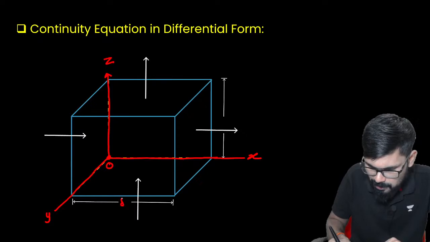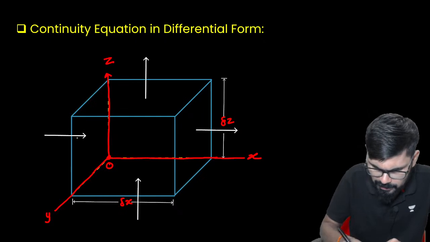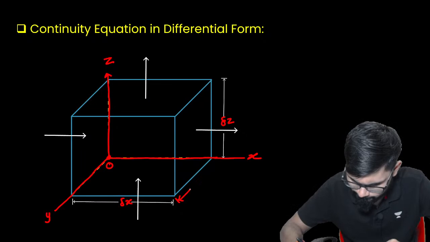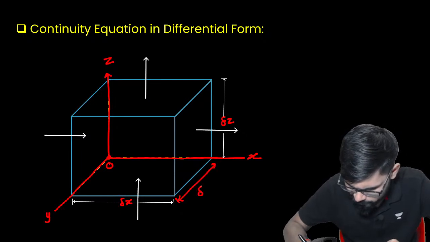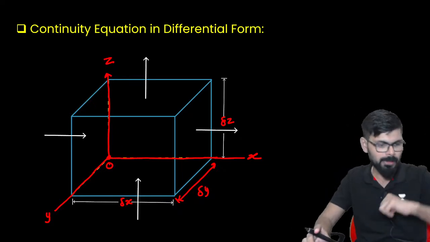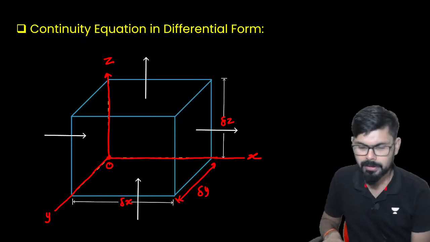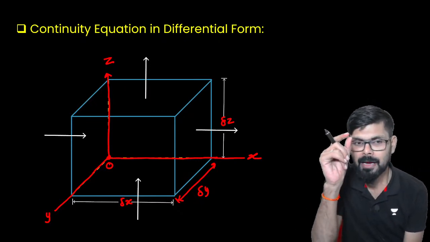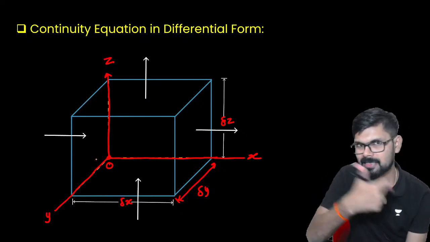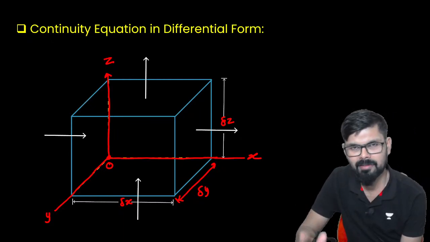Now please listen. This is, let's say, delta x. This I am writing as delta z, and this is delta y. So I have taken one fluid element, and in that fluid element I have taken the origin at this particular point. So x is this direction, y is this direction, z is this particular direction, and the dimensions are delta x, delta y, delta z.